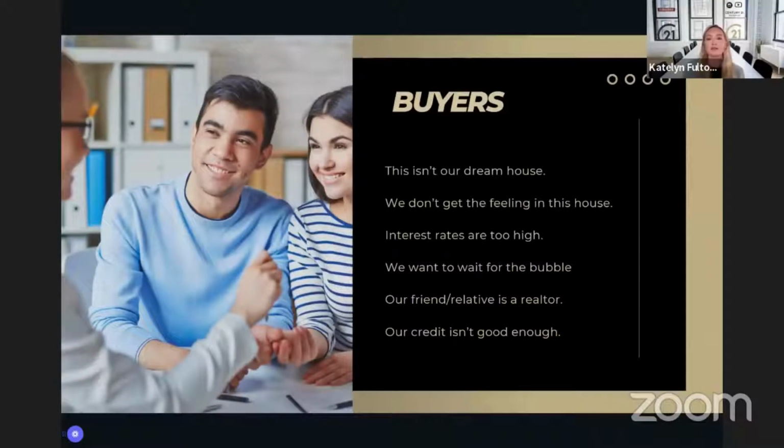This isn't our dream house. We don't get the feeling in this house. Interest rates are too high. That's going to be our common one. We want to wait for the bubble. Our friend or relative is also a real estate agent and our credit isn't good enough.